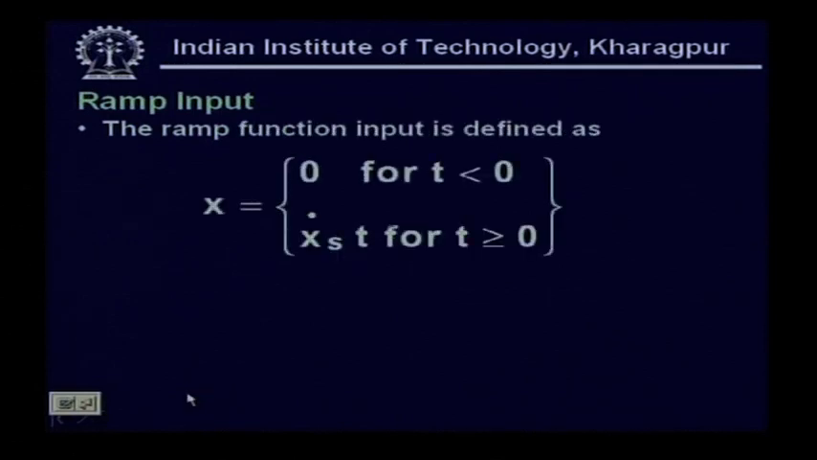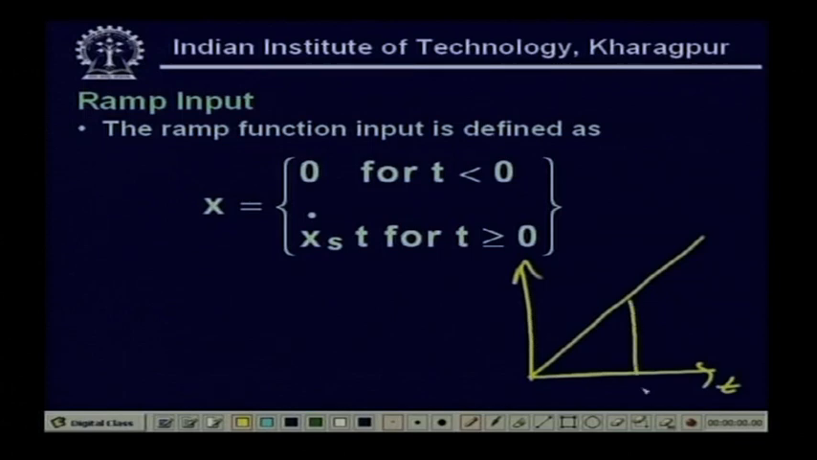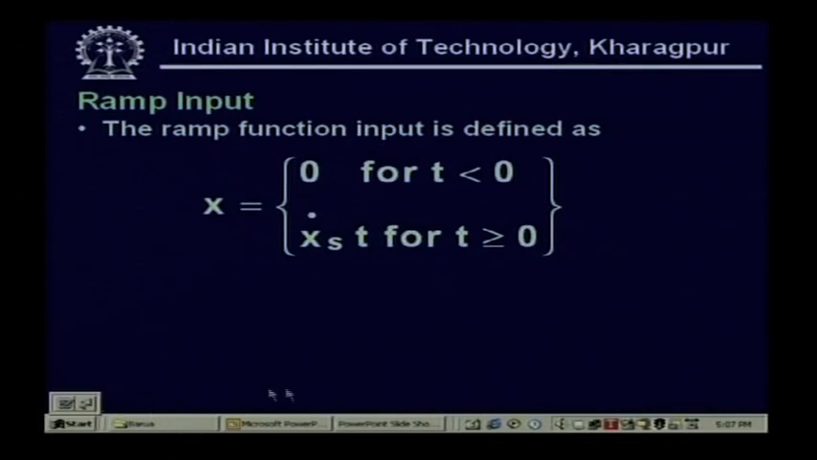Now, the ramp function input is defined as x equal to 0 for t less than 0, and x equal to x s dot into t for t greater than or equal to 0. It looks like this; it is time varying and goes on increasing like this. This is t, and at any time the value of x is x s dot multiplied by t. Slowly it is increasing.